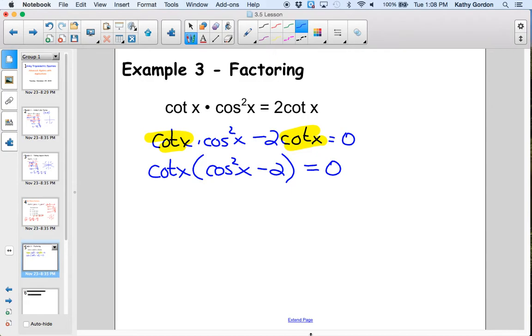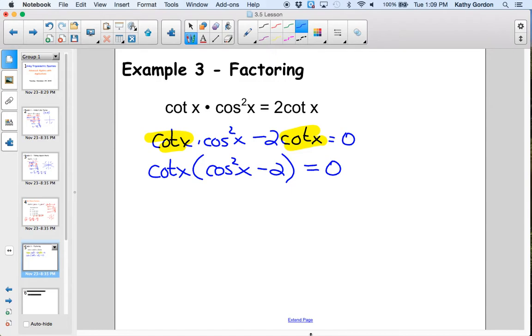Just like we do with quadratics, where we get everything on one side, set it equal to 0, and then we factor it, and then we set each factor equal to 0, because the zero product property says if I multiplied two things together and ended up with 0 as an answer, the only way that can happen is if one of those two things was a 0. Okay? So that's the situation here.